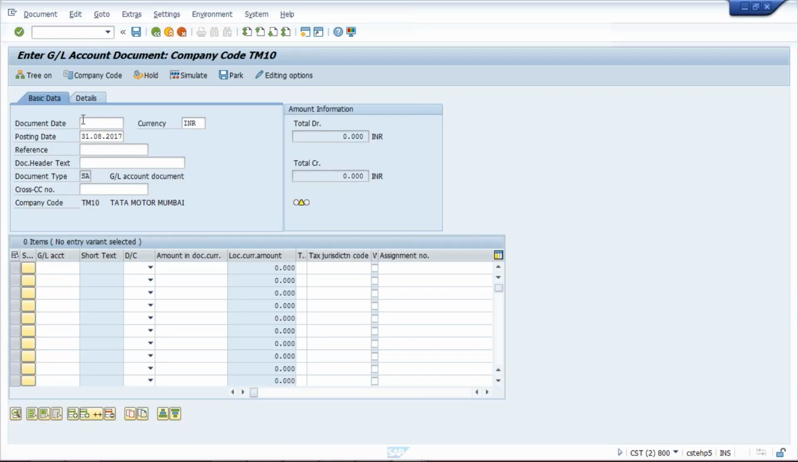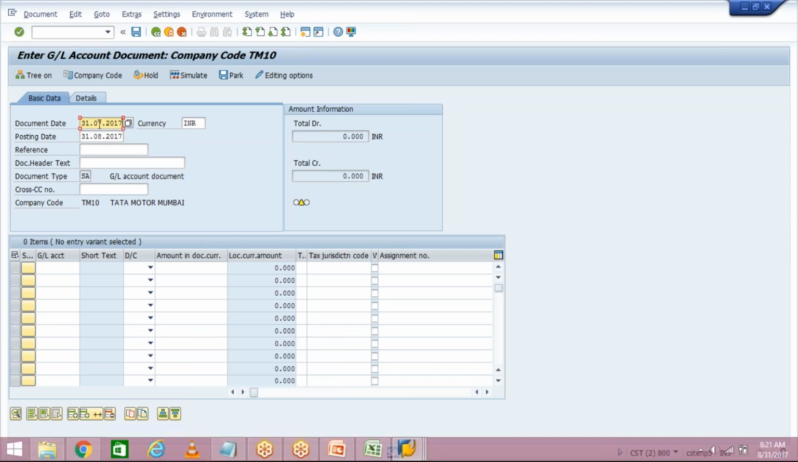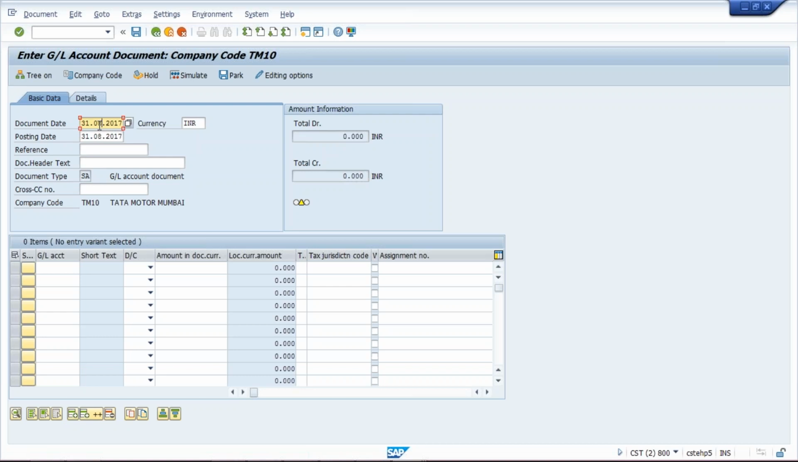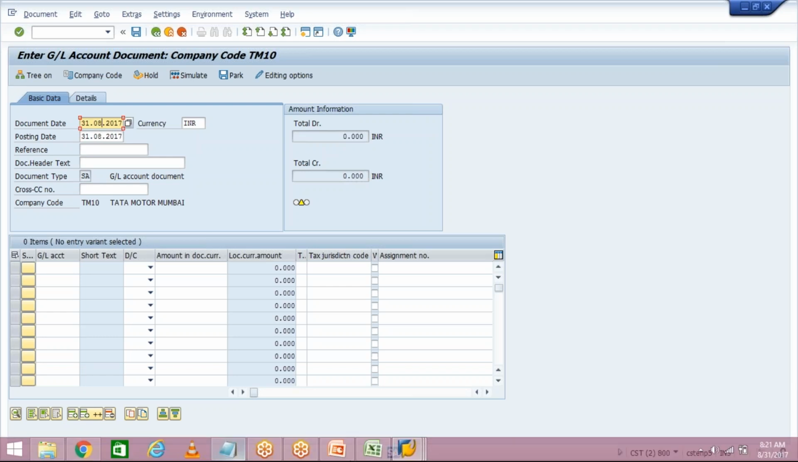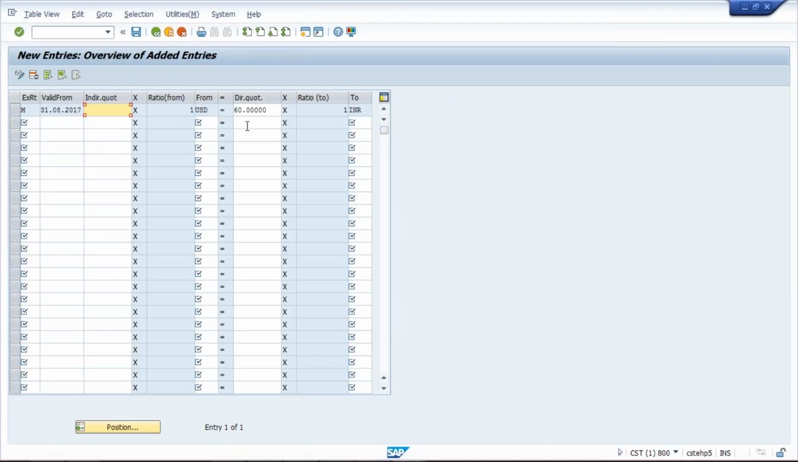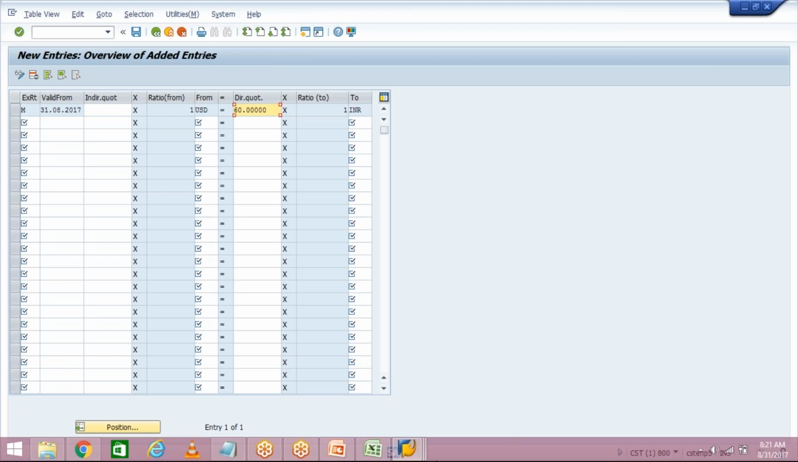Now give a date here, 8, and which date we have maintained here, 8 itself. So today onwards this rate will be considered by system.